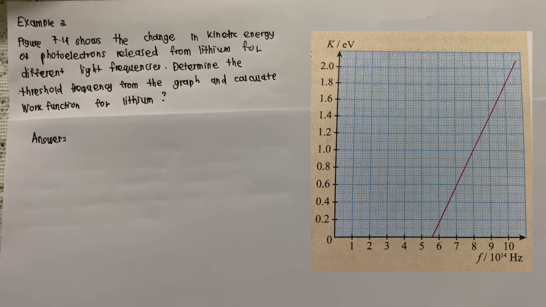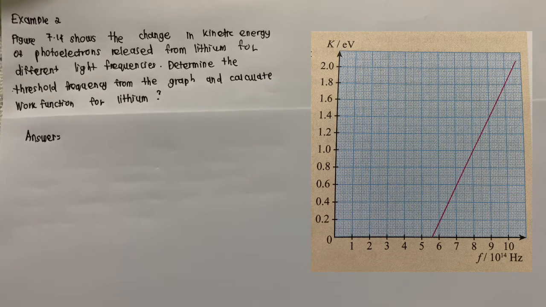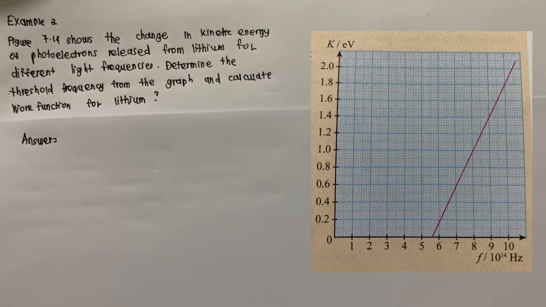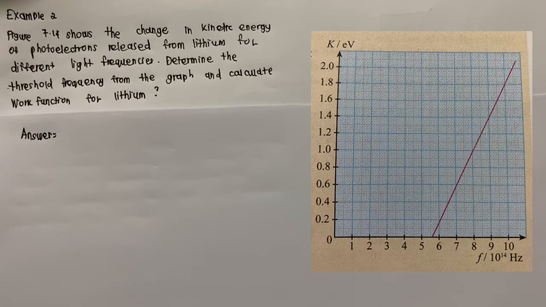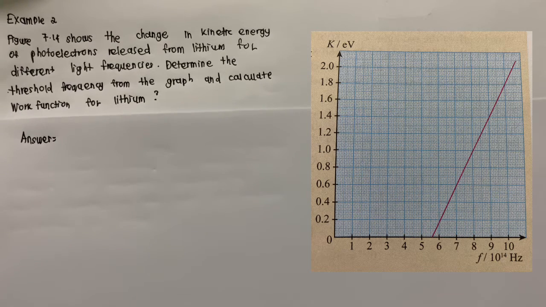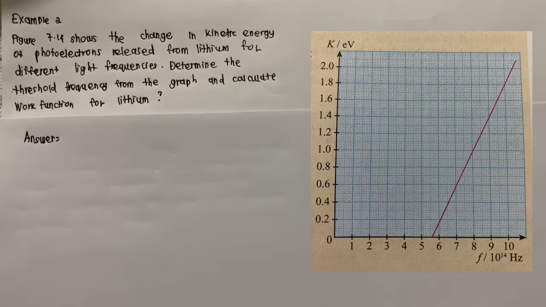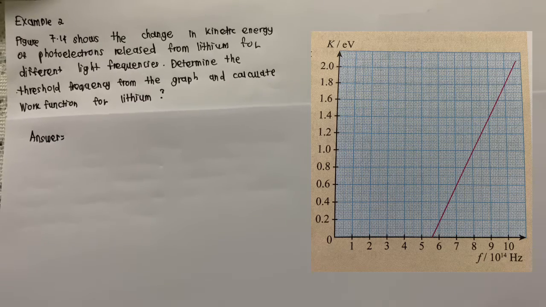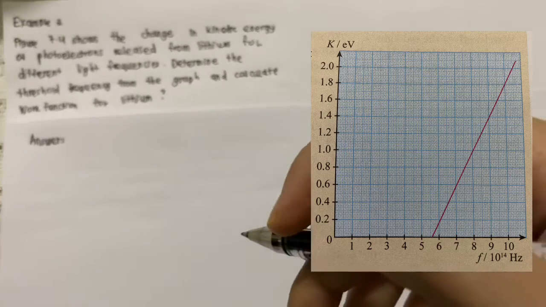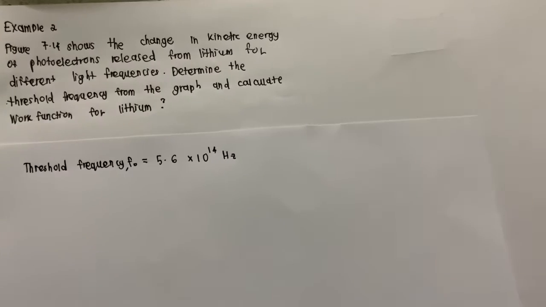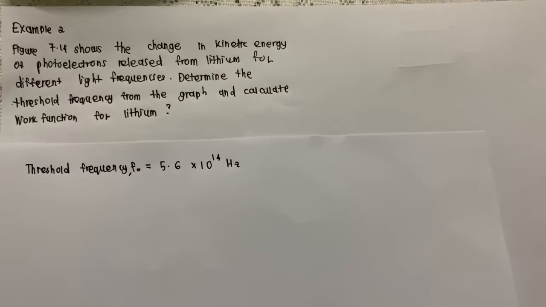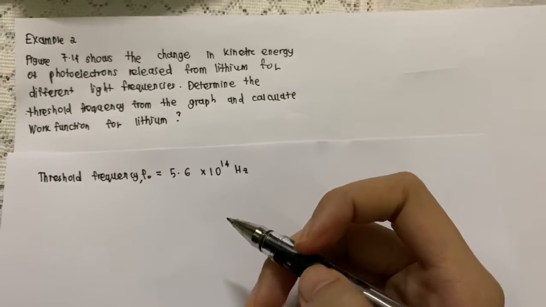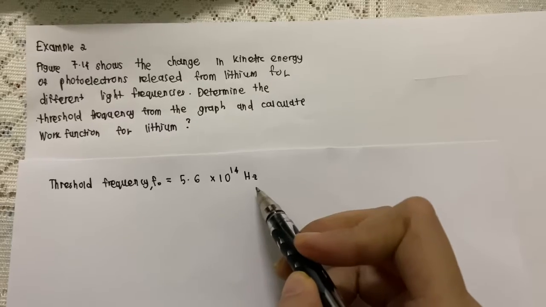For example 2, figure 7.14 shows the change in kinetic energy of photoelectrons released from lithium for different light frequencies. Determine the threshold frequency from the graph and calculate the work function for lithium. Firstly, we can see from the graph the threshold frequency. From the graph, we identify that the threshold frequency f naught is equal to 5.6 times 10 power of 14 Hz.